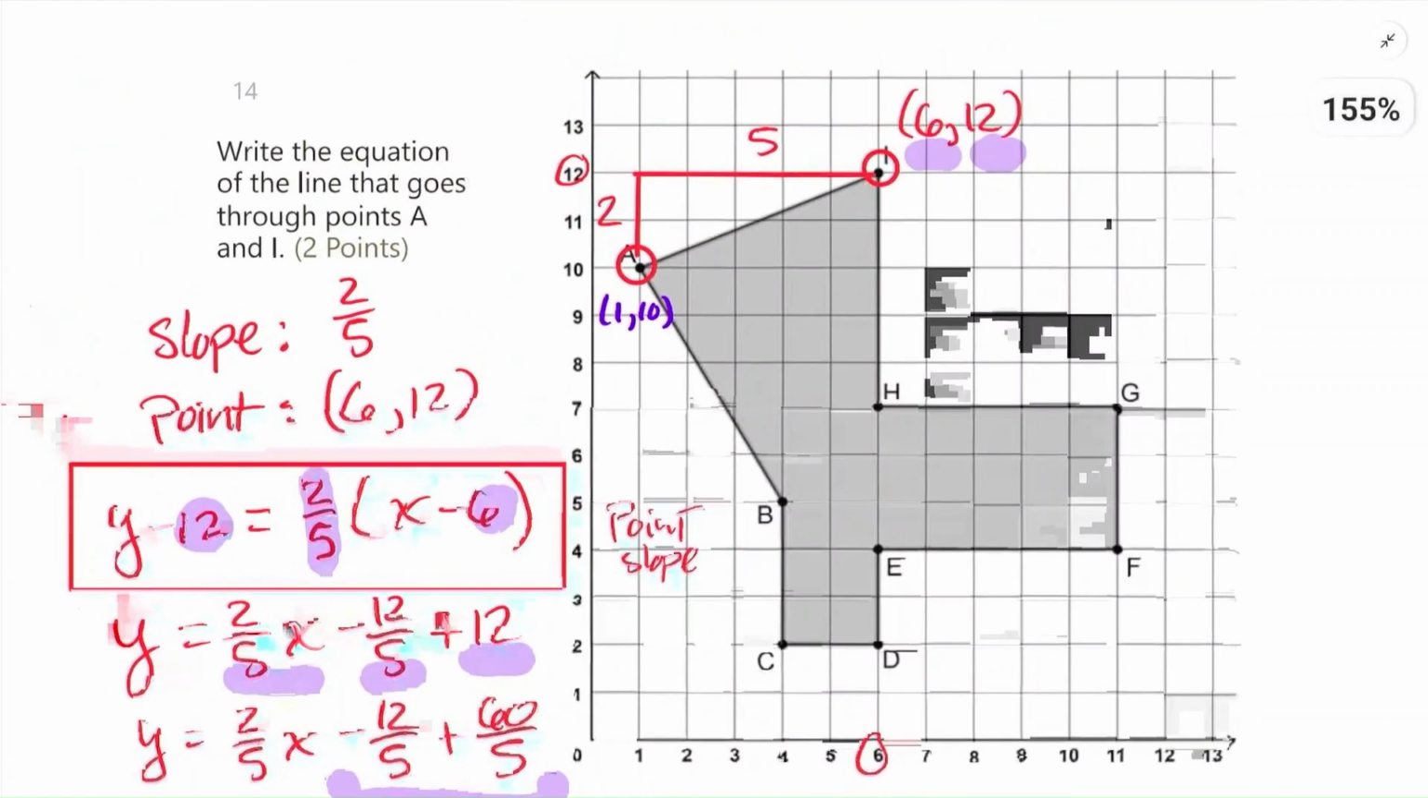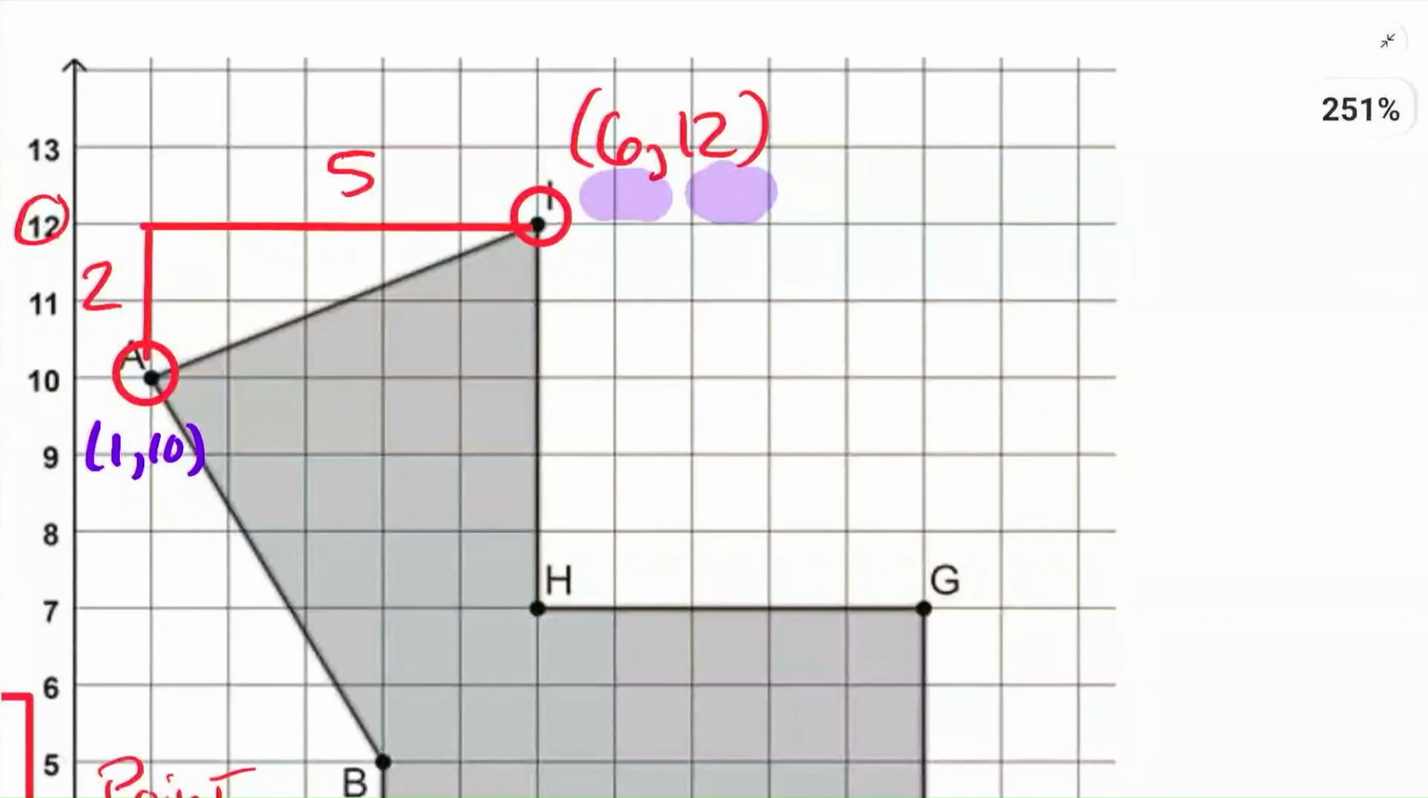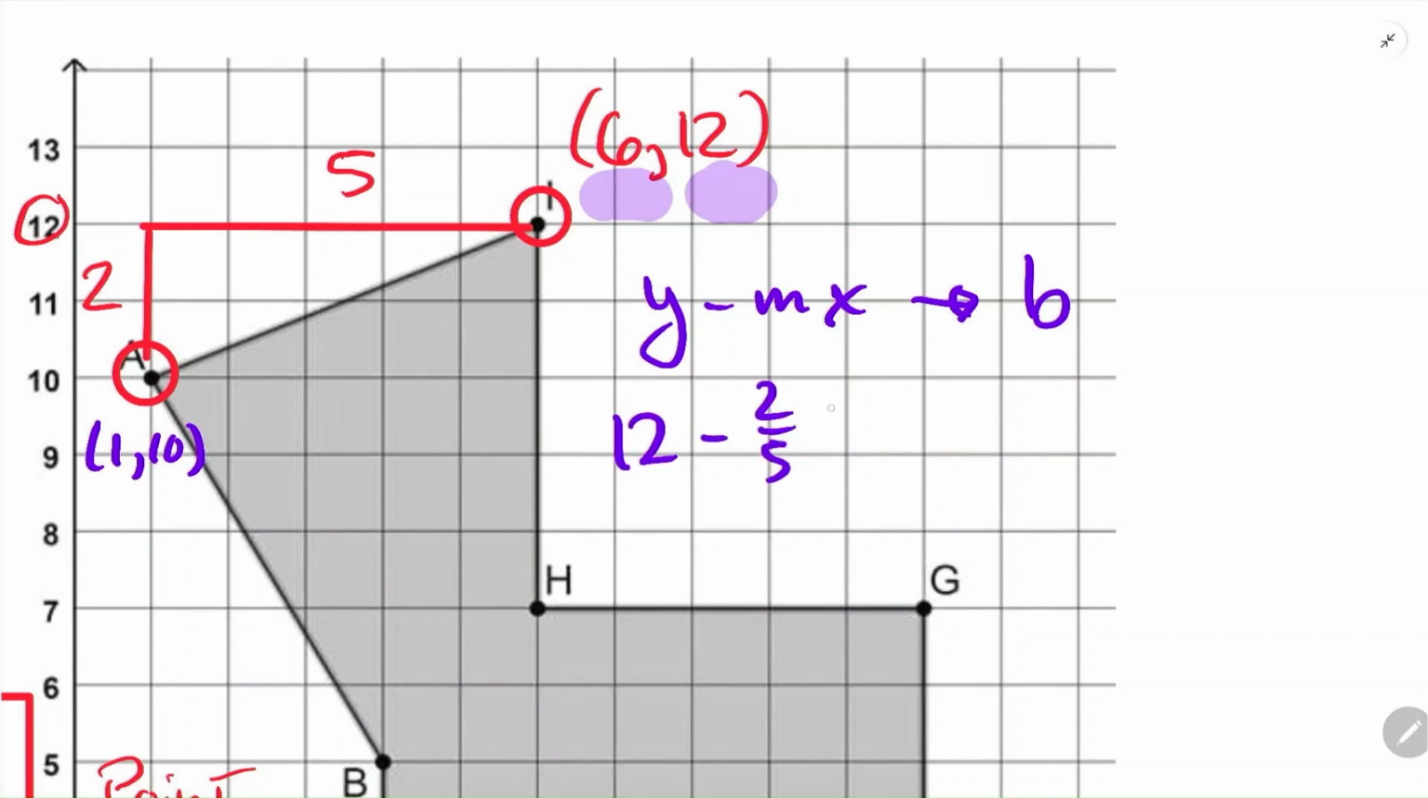Of course, you do not have to do that, right? You could come along and say, look, I'm just going to use what I know. And I know that if I take my y and I subtract m times x, that's going to give me my y-intercept b. So my y value is 12 minus my slope, which is 2/5, times the value of x, which is 6. I'm trying to find out what b is.